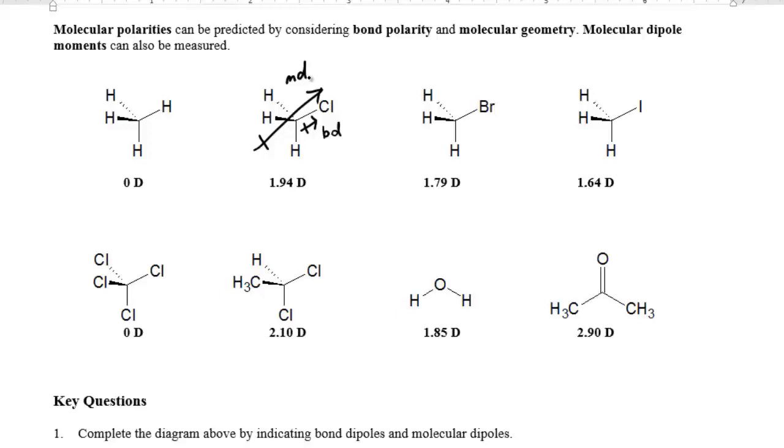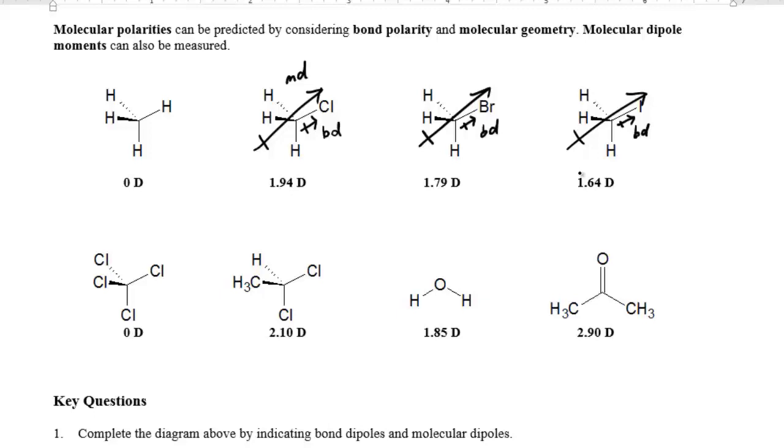Okay, so in the exact same way, we can consider this molecule right here, which is the bromomethane. It has a bond dipole, and we can also draw a molecular dipole, considering the three-dimensionality of, or the molecular geometry of that molecule. And as you can see, it has a dipole moment of 1.79. And then lastly, we have here the iodomethane, and indeed this would be a bond dipole. And then of course we have the molecular dipole in the direction of the iodine.